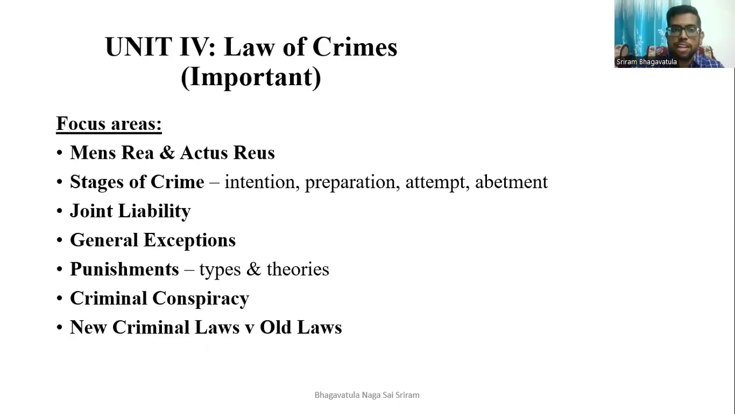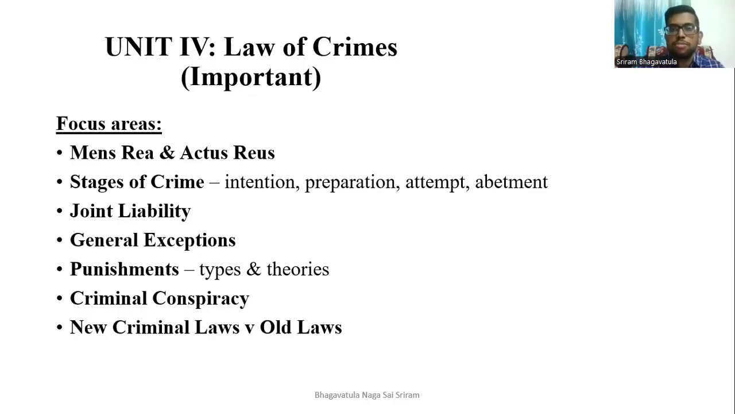Next one is stages of the crime, which is also equally important. Intention, preparation, attempt, and abetment, all of this is very, very important. You need to study the nitty-gritty of it. For example, if a person has done anything out of negligence, what is his liability? Or if a person has done something intentionally but it can be justified, what are the exceptions to it? So that is also very, very important.